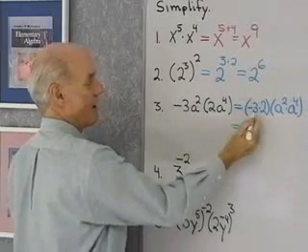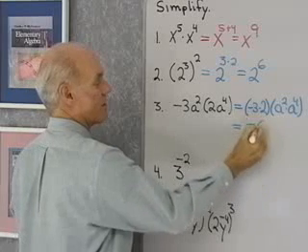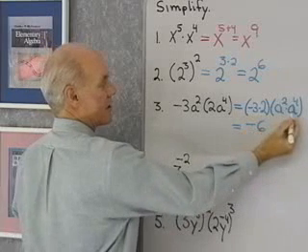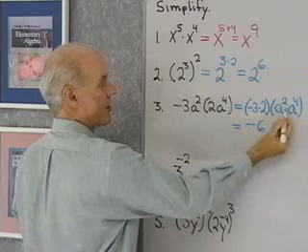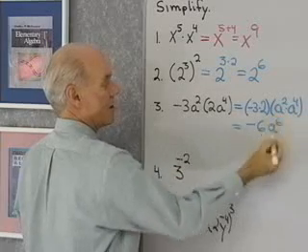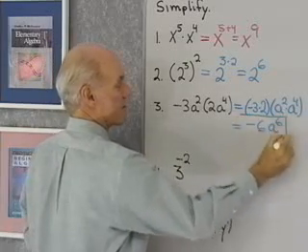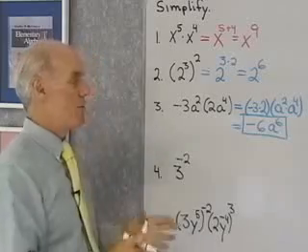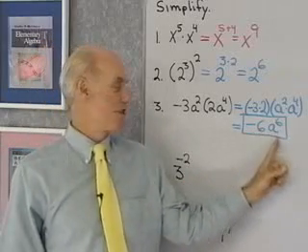Now I'll just simplify. Negative 3 times 2 is negative 6. A to the second times a to the fourth. It's multiplication with the same base, so I add exponents and I get a to the 2 plus 4, which is 6. So there's my answer to that problem, negative 6, a to the 6th power.